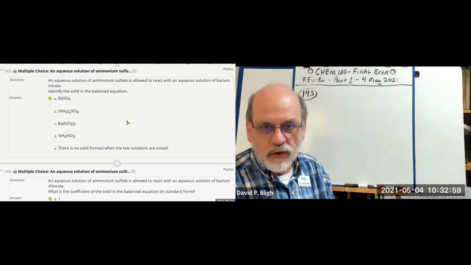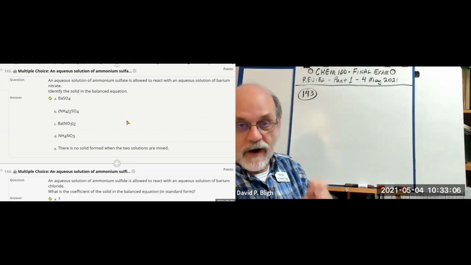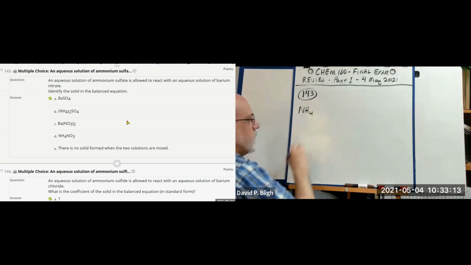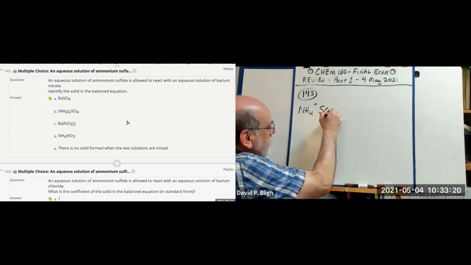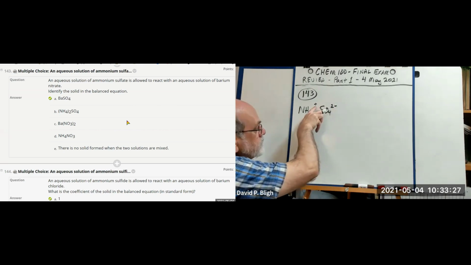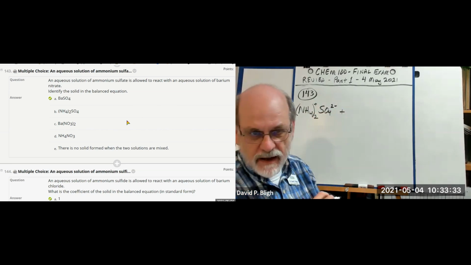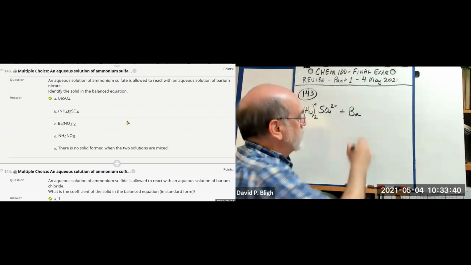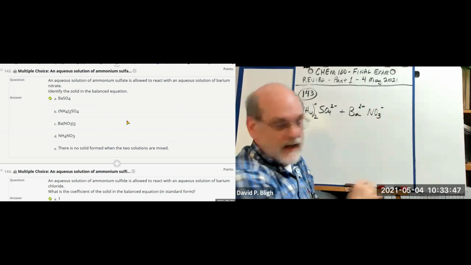An aqueous solution of ammonium sulfate reacts with an aqueous solution of barium nitrate. So those are your two reactants. You have to write ammonium sulfate. Ammonium is NH4 with a +1 charge, and sulfate is SO4 with a 2- charge. So we have to balance our charges. We need 2 of these, correct? Then barium nitrate. Barium is an alkaline earth with a 2+ charge. Nitrate is a polyatomic ion with a -1 charge, and we need 2 of them.